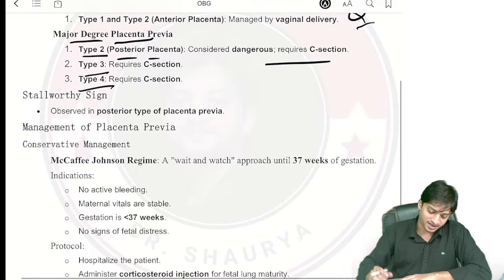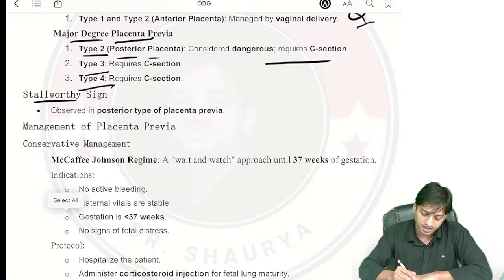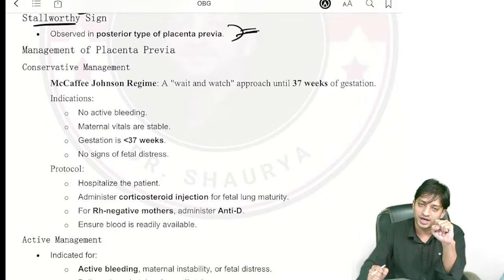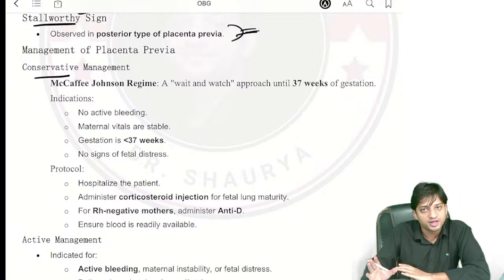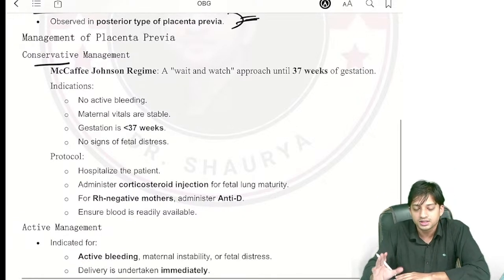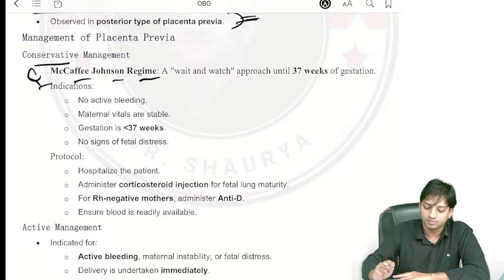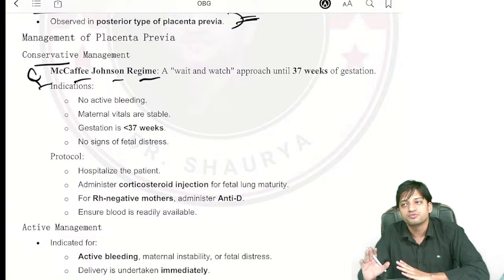Chalo, come back. Now, coming to the Stallworthy sign, they have asked you, this is observed generally in the posterior type of placenta previa. Important question point. Now, they will ask you the management. How will you manage placenta previa? Come here. Here you will see the conservative management approach, right? The first is conservative management, there is a named regime called McAfee-Johnson regime. Here you apply the wait and watch approach until the fetus reaches 37 weeks of gestation.